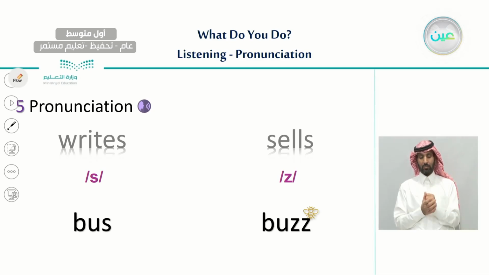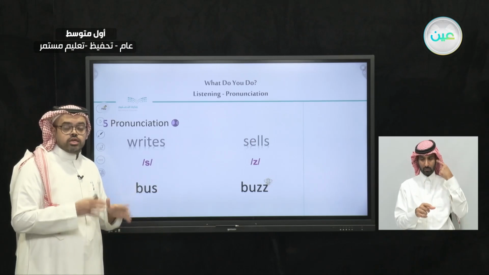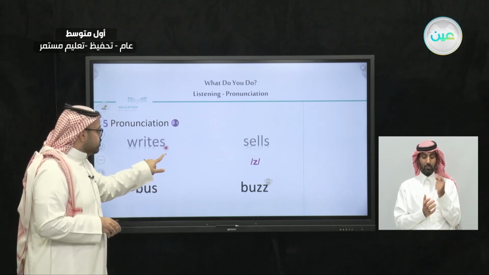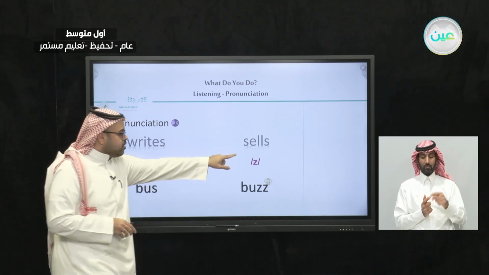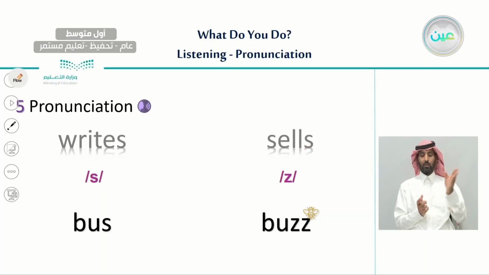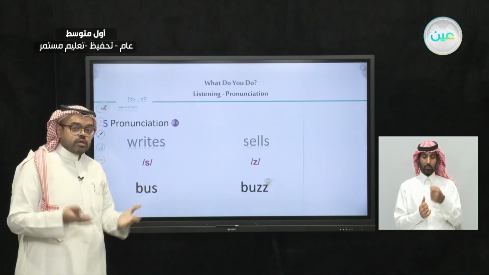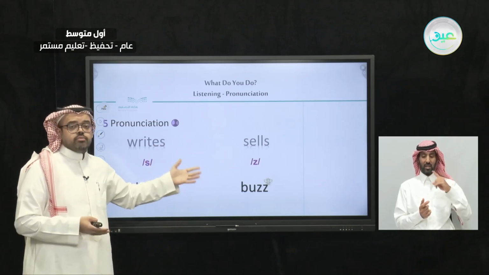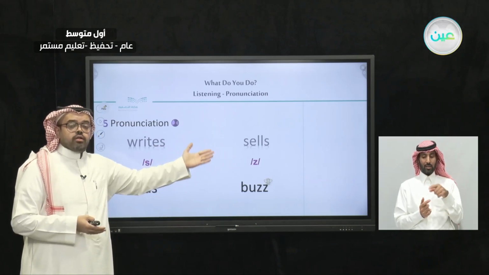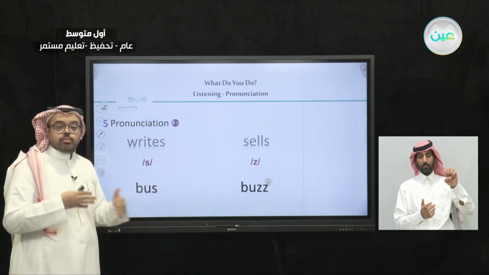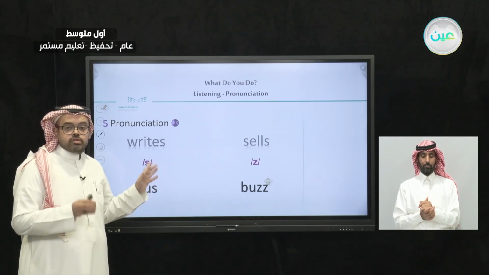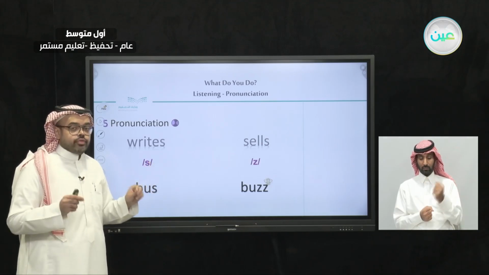So here we have two different sounds, and each one of them is written the same. If you notice, here the letter is S, and here also the letter is S. But in pronunciation, it differs. Sometimes we pronounce it as sa, like rights, and sometimes we pronounce it as za, like cells. And now I'm going to show you a couple of examples of these verbs or these sounds.